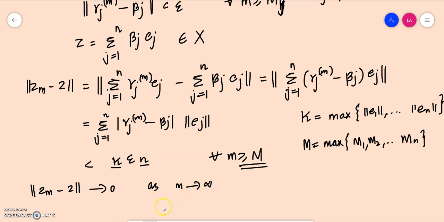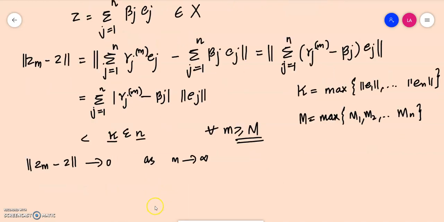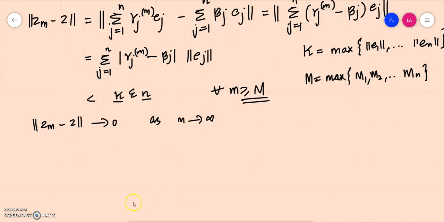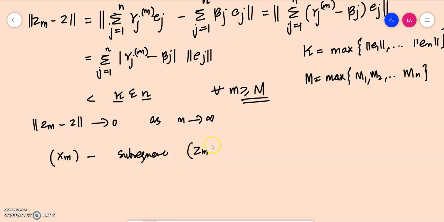Okay. So we have proved that our sequence xm has a subsequence zm which converges to z. This is what we have established.